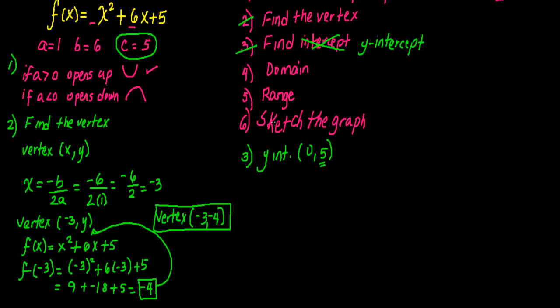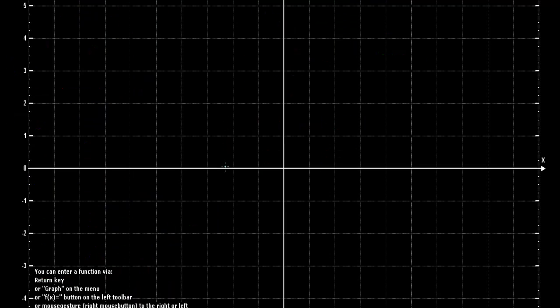To find domain and range, let's sketch the graph first so that we can see what the domain and range is. So I have all this information. Vertex is -3, -4. Y-intercept is 0, 5. And the graph opens up. So let's try and graph this. Here is my graph. We're going to plot the vertex. We said the vertex was at -3, -4. So 1, 2, 3, -3, -4 would be 4 down. 1, 2, 3, 4. Here is the vertex.